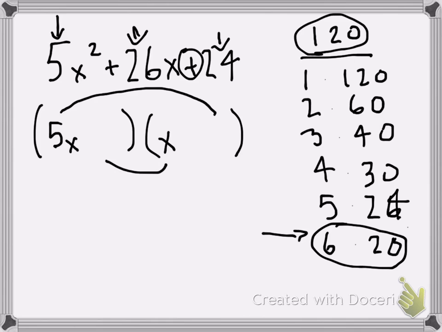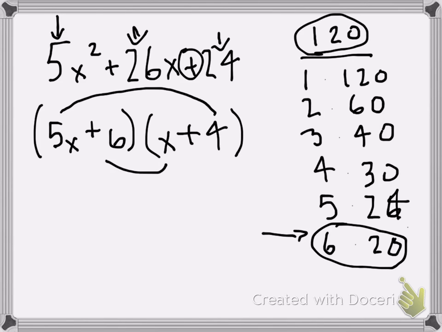I'm going to ask myself, when I do my outside product, 5 times what is going to give me one of these two factors? It's not going to be 6. That doesn't really work. So it's got to be the 20, right? So you want to ask yourself, 5 times what is going to give me that positive 20 over there? And the answer is going to be plus 4, so I can fill that in. And then my x coefficient here is a 1, so 1 times something needs to give me my other factor, which is the 6. So this has got to be a plus 6 over here.